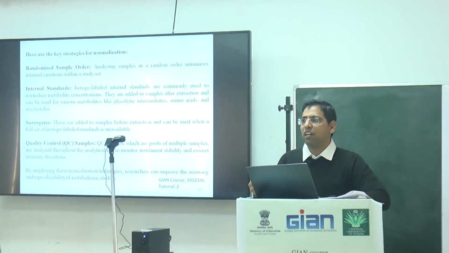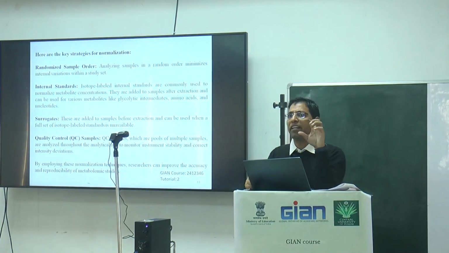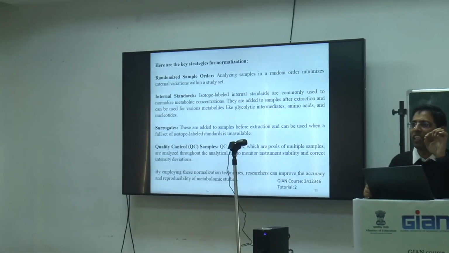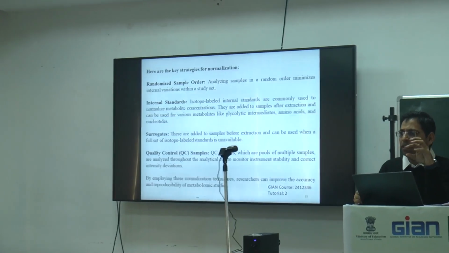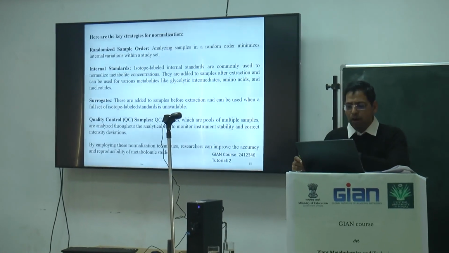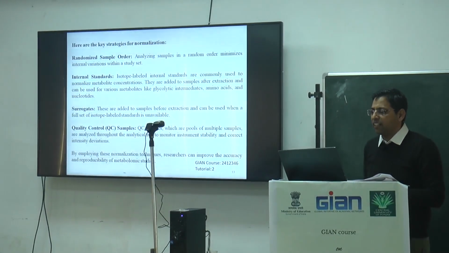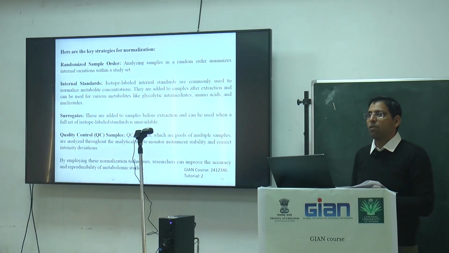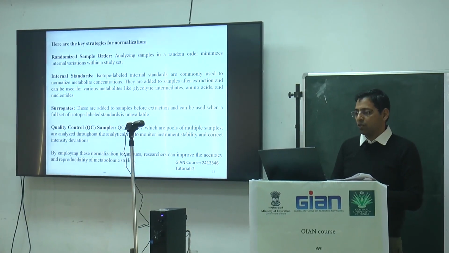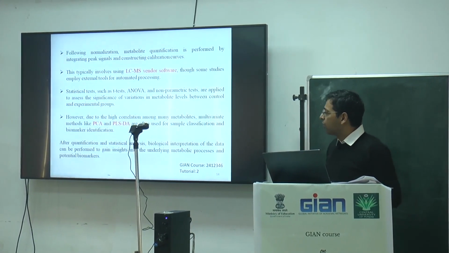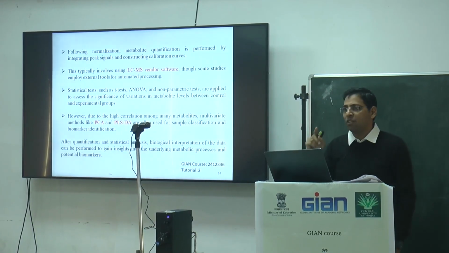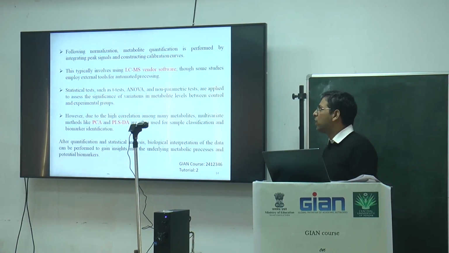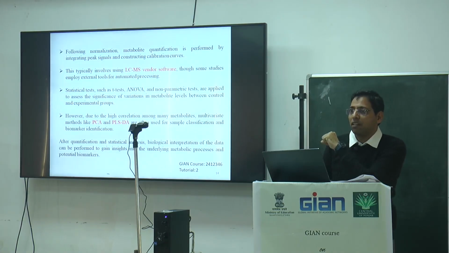Whenever you go somewhere, you will find every product has a lot number. That lot number represents the QC of that particular thing, covering machine variation or anything that comes up there. By applying this type of normalization technique, researchers can improve the accuracy and the reproducibility of the metabolite study also. Following normalization, the last step for the targeted metabolites is the metabolite quantification. It can be carried out by integrating the peak signal and constructing the calibration curve. Those are the things we have to do during this particular step.